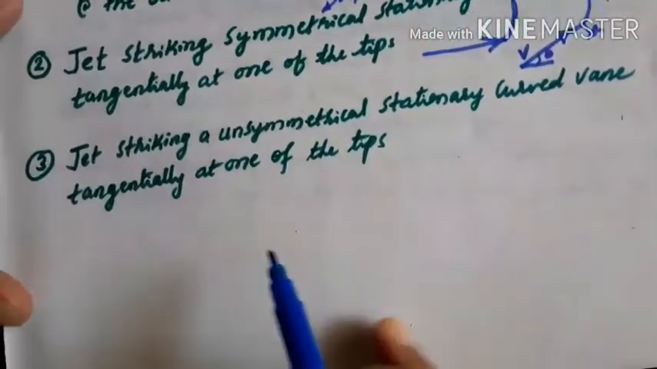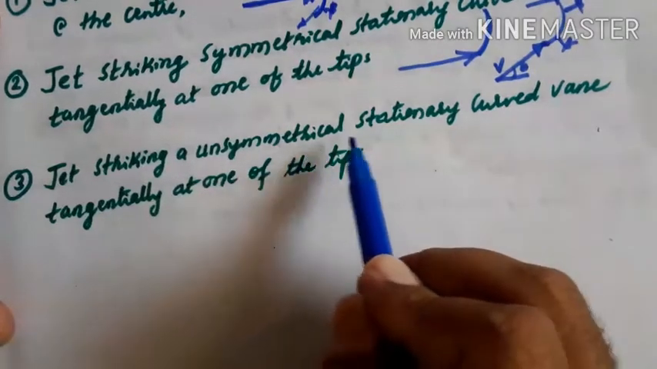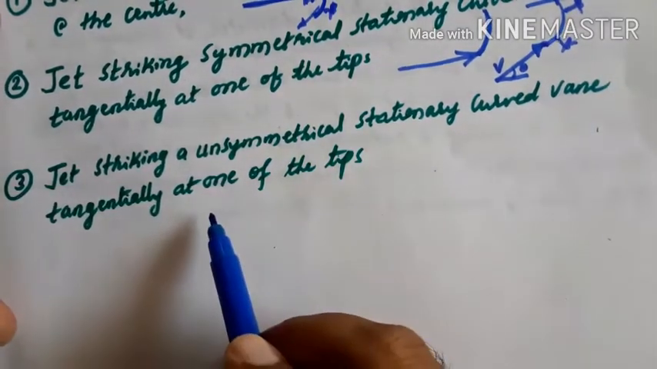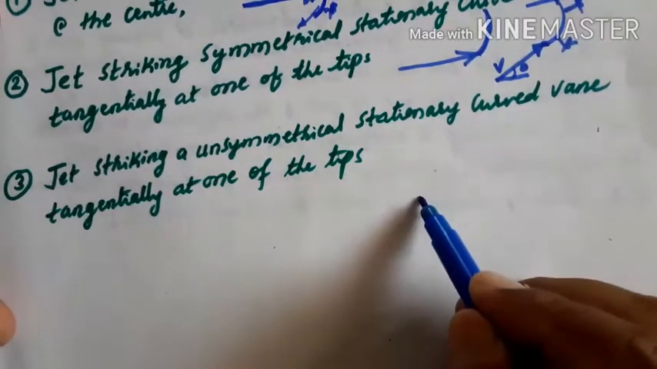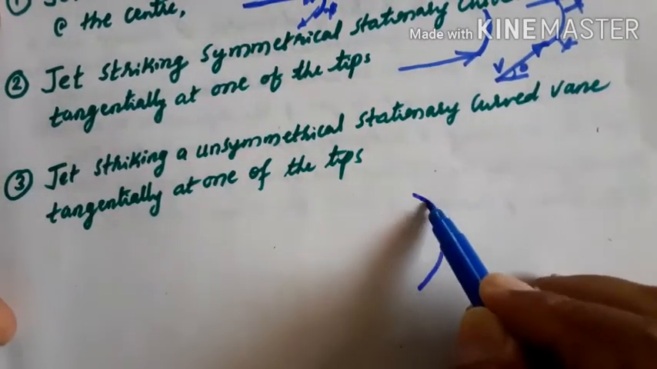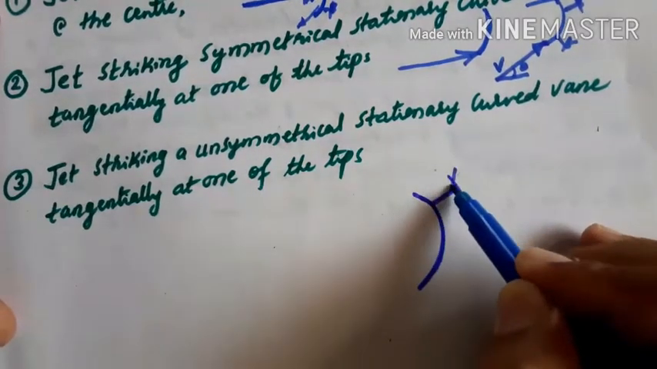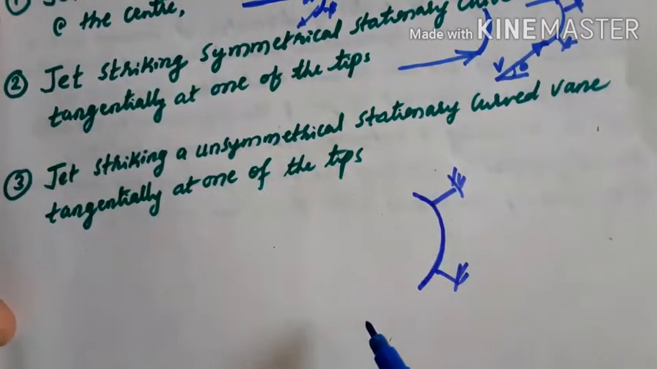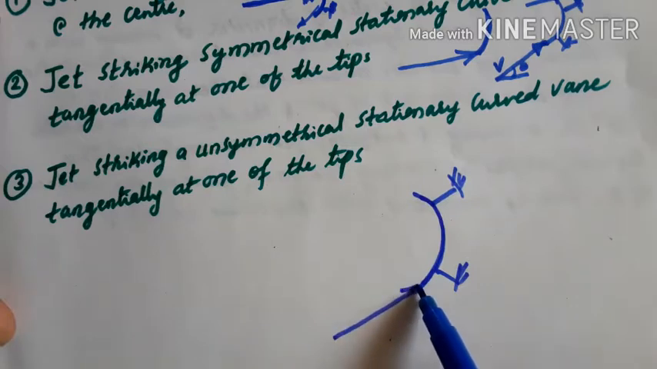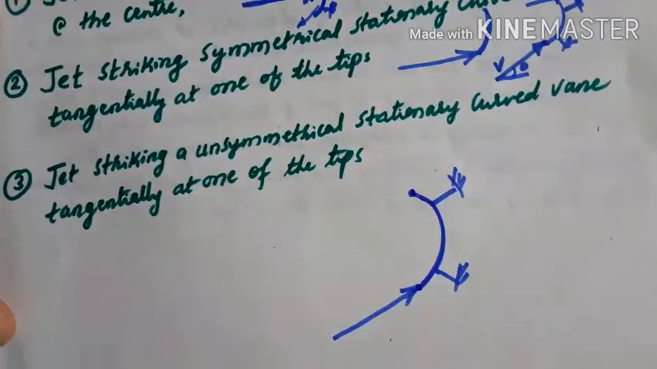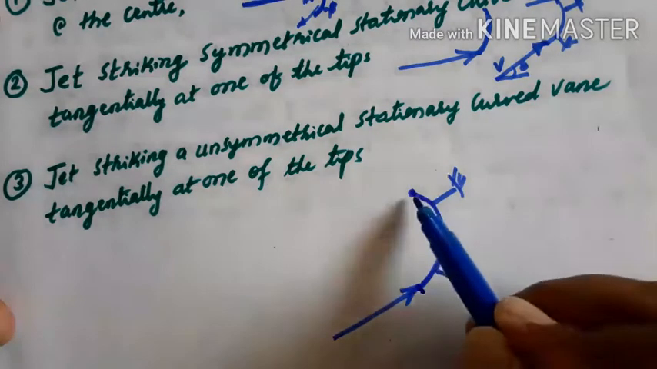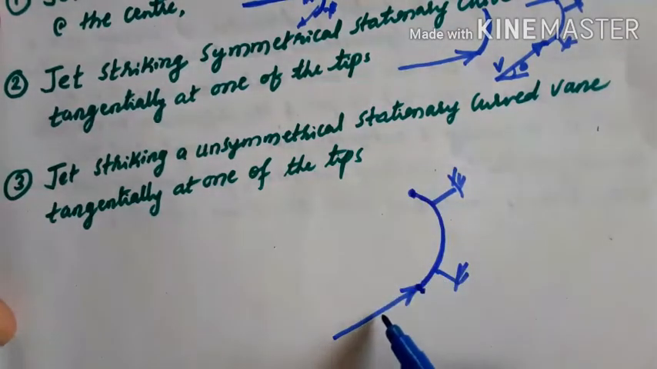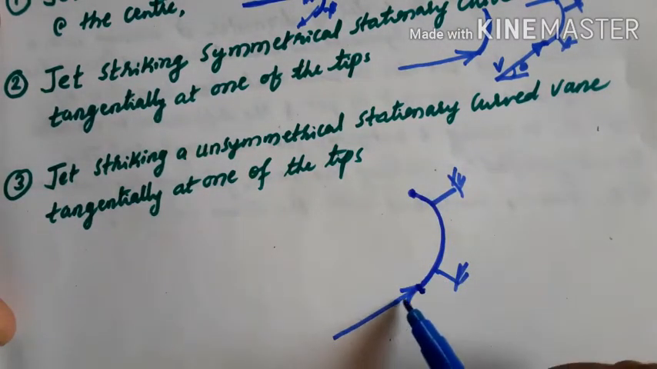The third case, jet striking an unsymmetrical stationary curved vane when the jet strikes tangentially at one of the tips. This is the curved vane, and it is a fixed one. How is the jet striking? It is striking tangentially at one of the tips. These are called the tips or ends, the tip of the vane or tip of the plate. So these are the edges, and it is striking at one of the tips tangentially.